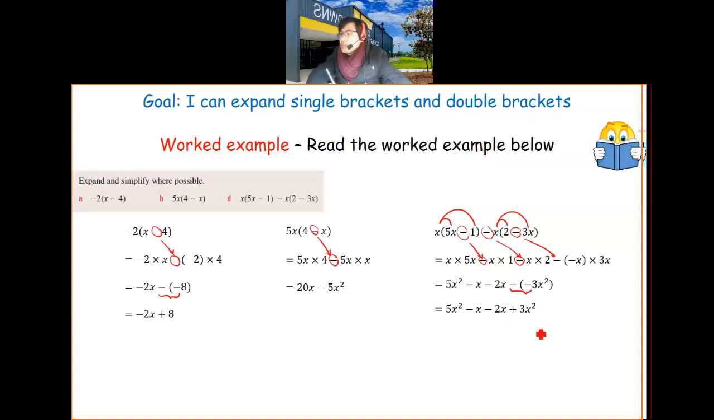And then I can see that I've got this 5x squared and this 3x squared. They're like terms, so we can combine them together. And these two, minus x and minus 2x here, we can combine them together. And we get 8x squared minus 3x. I know that this is a bit of a lot, so if you have any questions or if you want me to explain anything again, just let me know.